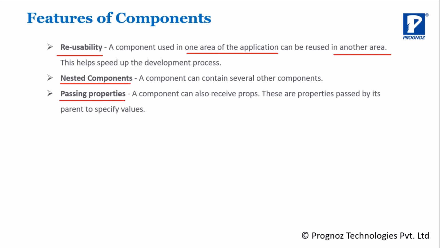We can pass properties from one component to another component, because React uses the concept called unidirectional data flow. So we can pass the data from one component to another component. That concept is called passing properties.